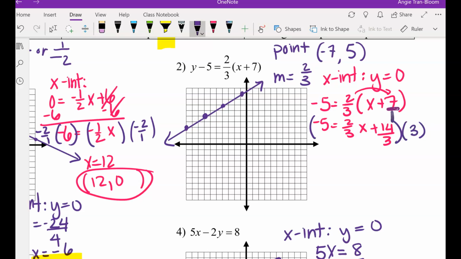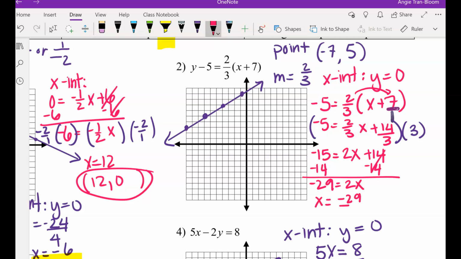Multiply by the common denominator. Since they're all 3, it is just 3. Negative 5 times 3 is negative 15. 2/3 x times 3 is now just simply 2x. That's why we love multiplying by the LCD. 14 over 3 times 3 is just now 14. Let's solve for x by subtracting 14 from both sides. That's negative 29 equals 2x. Divide both sides by 2. X will be negative 29 over 2.